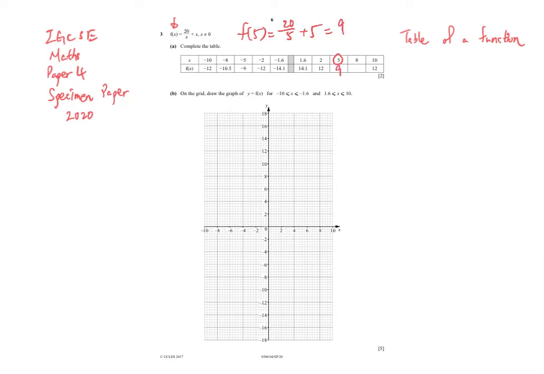And then how about the x? So we just put x into the x. So f of x will be equal to 20 over x plus x. So it will be 10.5 using the calculator again. So we just finished the table.